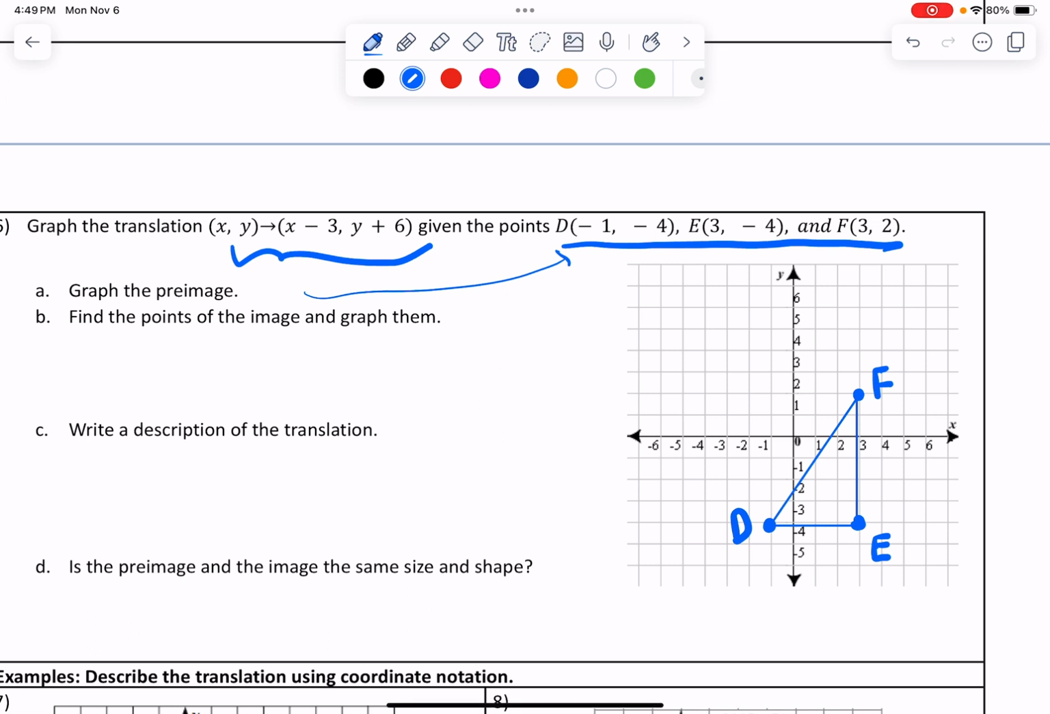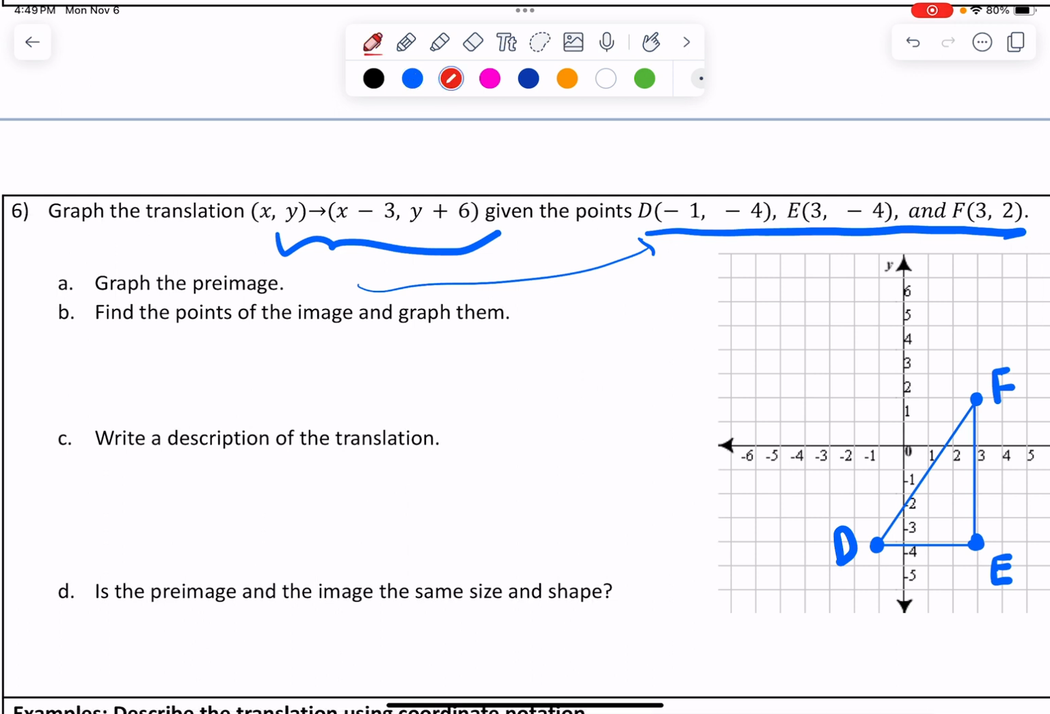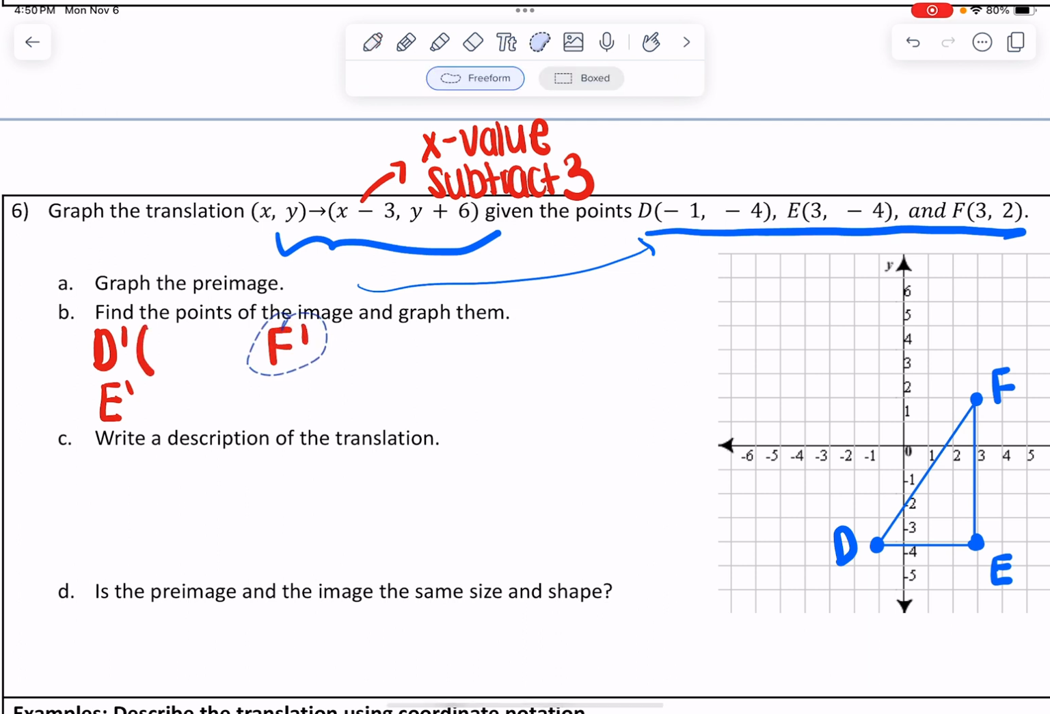Alright, so before I actually graph these, I'm going to find the points first, and this is how. This is an equation that you can use to find your new points. So what this tells me is that for every x value, you are going to subtract 3. So let's do that first. If I'm finding D prime, E prime, and F prime, I'm just going to take my x values and subtract 3 from them.